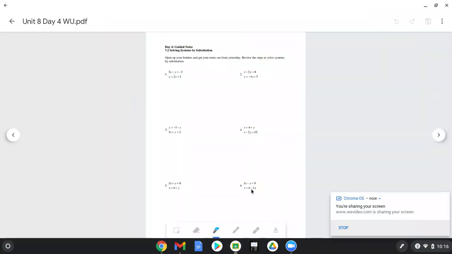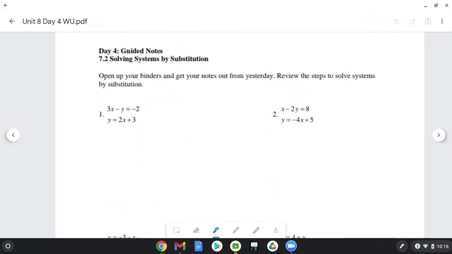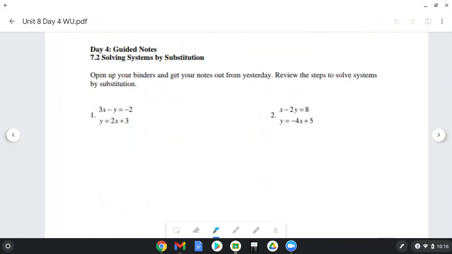All right, we're back at it again. We're on day 4 for Unit 8. We're going to do a few of these practice problems for solving by substitution, then we'll get to the new stuff in a few minutes.